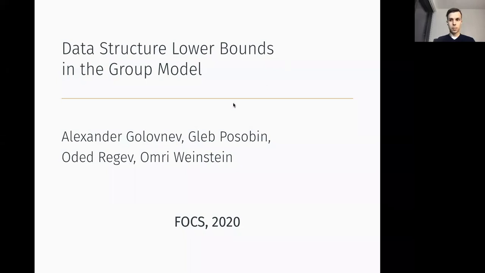Hi, my name is Gleb Posobin, and today I'm going to tell you about our paper called Data Structure Lower Bounds in the Group Model.